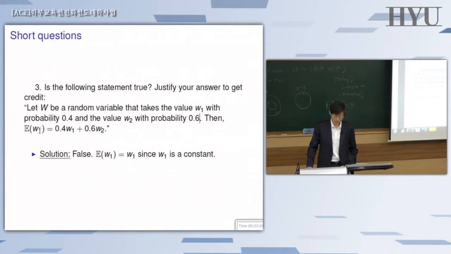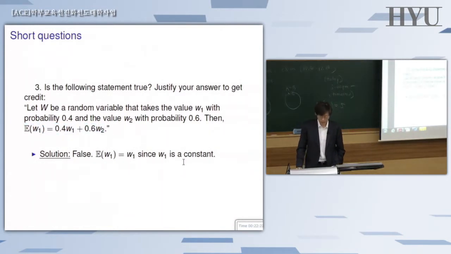So if you want to make this statement correct, you have to replace this small w1 by this guy, big W. Then it's correct, but not this one. It's clearly wrong. So if the statement says expected value of big W and then says the rest, then of course that's true, but not this one.